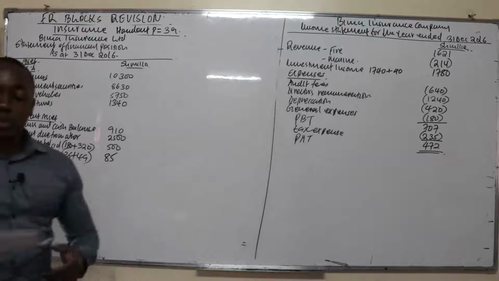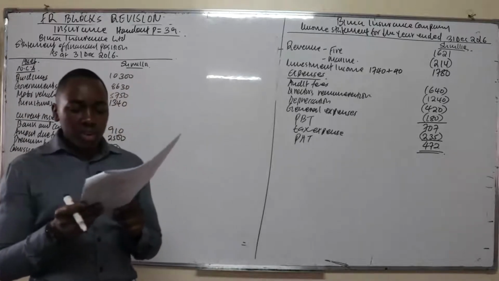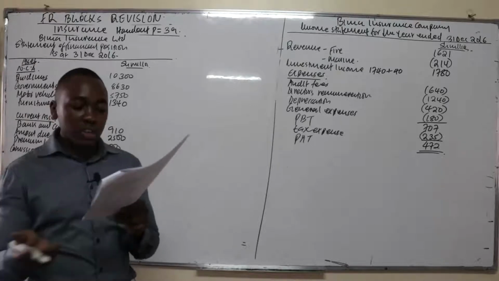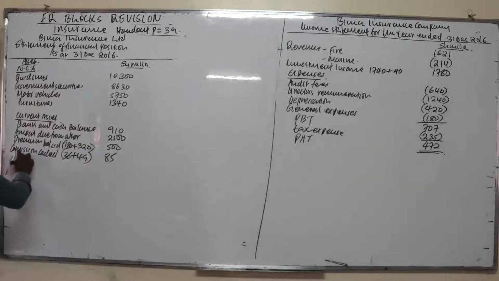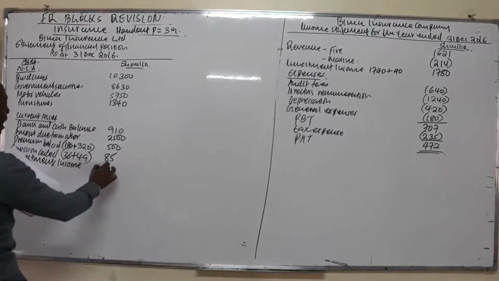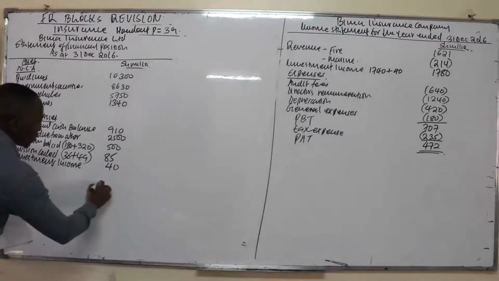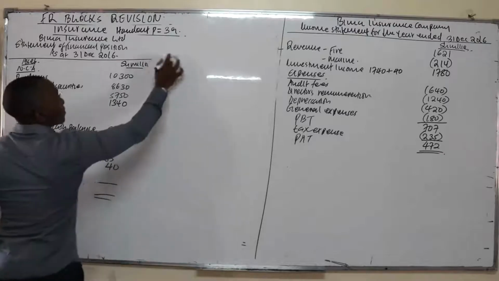Then we have another amount receivable. Let's go to additional information number 1. On 1st December 2016, interest on investment receivable amounting to 40 had not been received. So we have investment income receivable, an amount of 40. So what else do we have? We'll come back to that.